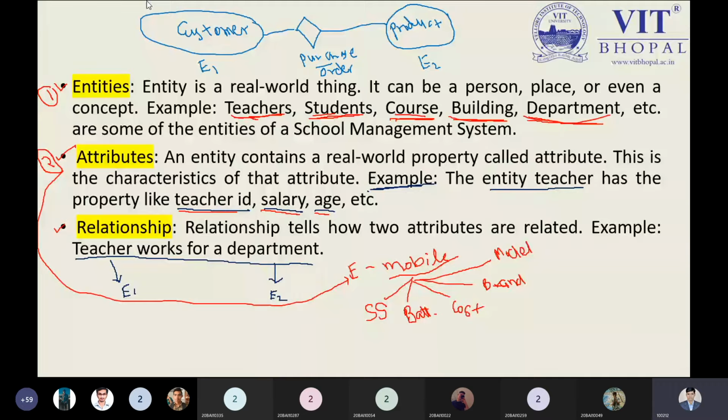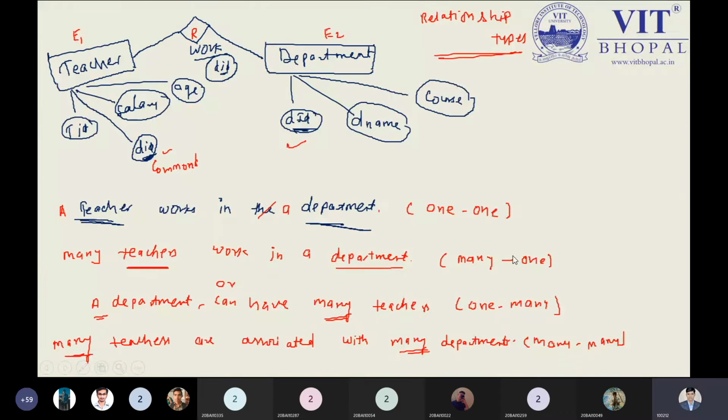Attributes means I'm talking about the properties by which the entity can be identified. The entity can have one attribute or many attributes. So there is no restriction.